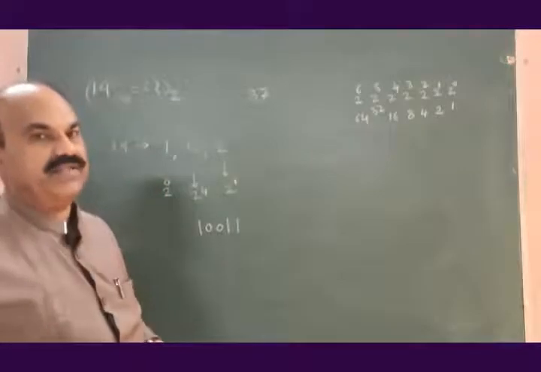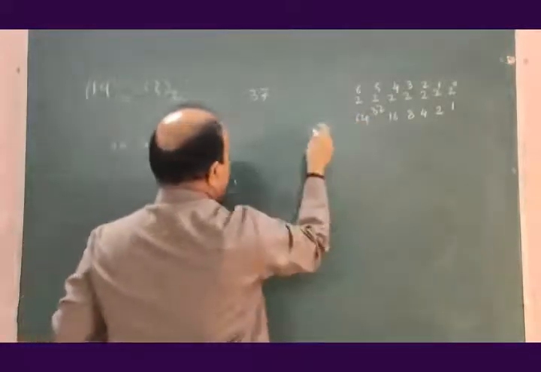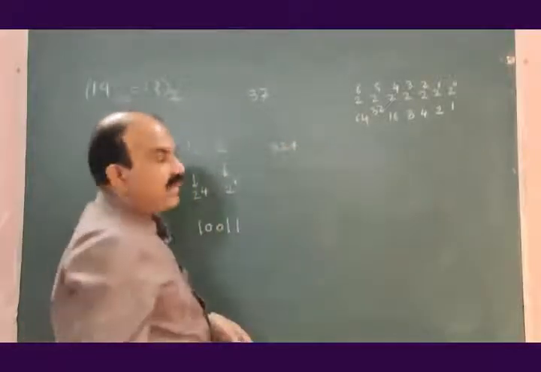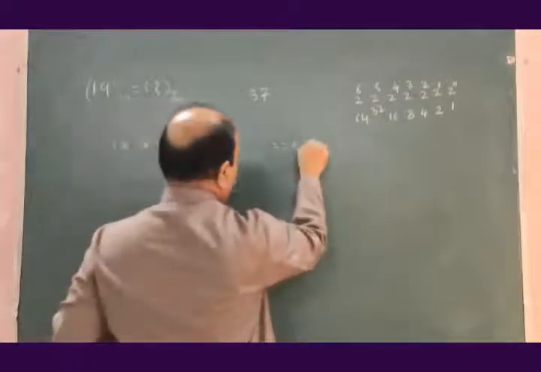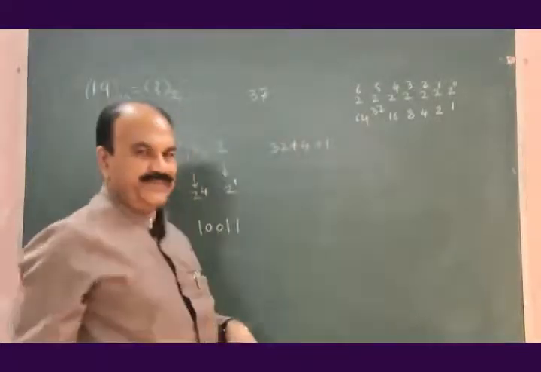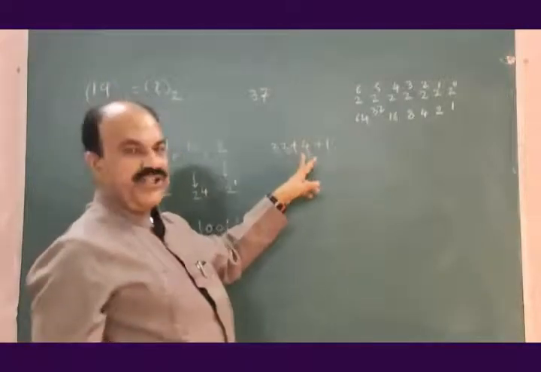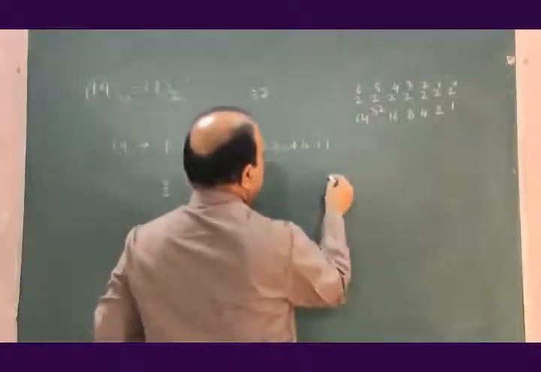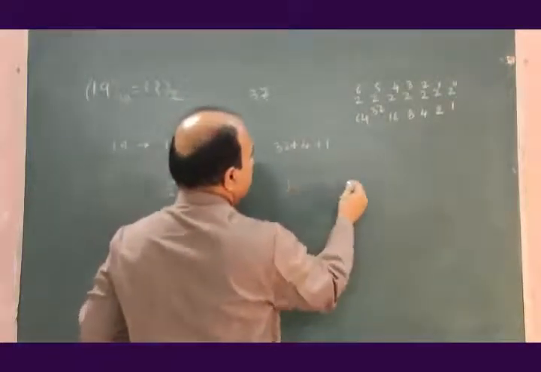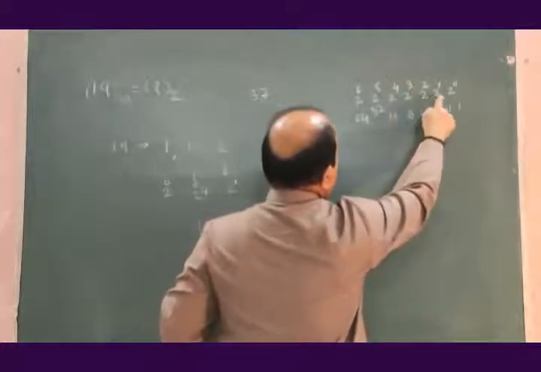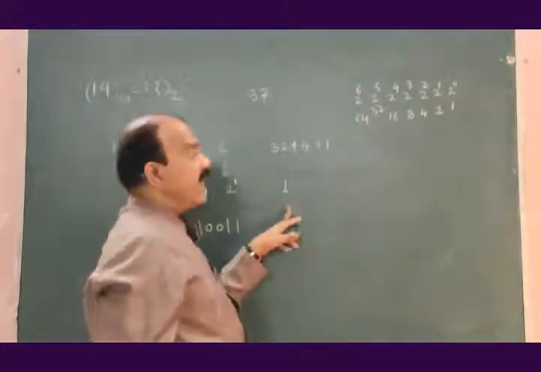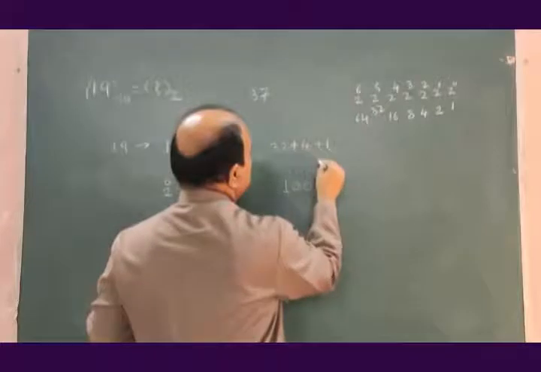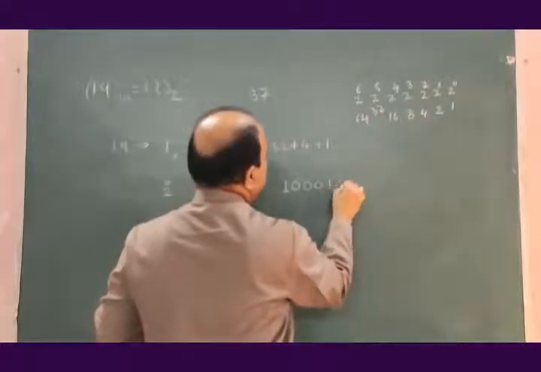37. Let us split 37. 32 plus, what is left now? 5 left. 4 plus 1. 32 plus 4, 36. 36 plus 1, 37. For 32, let me write 1 here. It will be a 6-digit number. So let me give 1, 0, 0, 1, 0, 1.